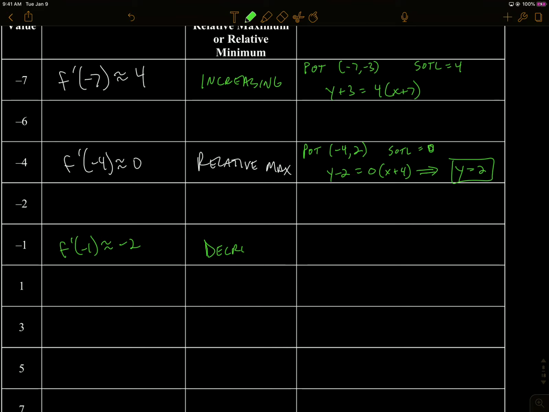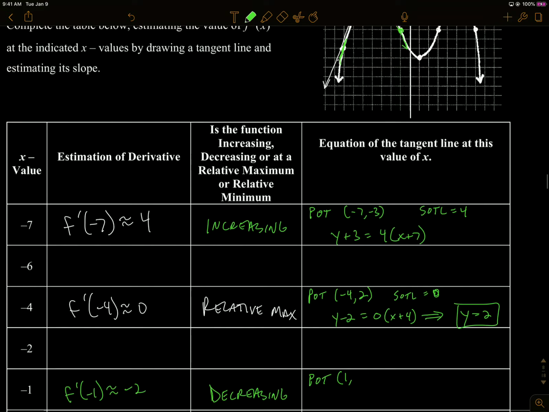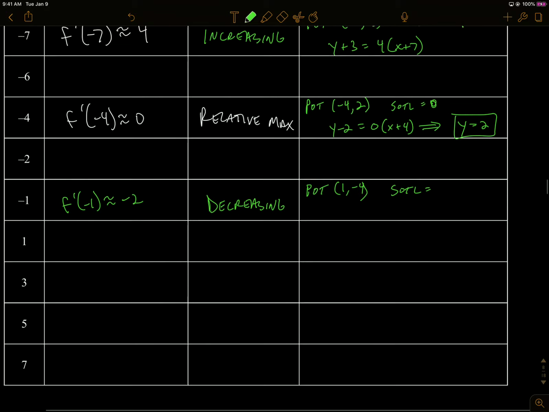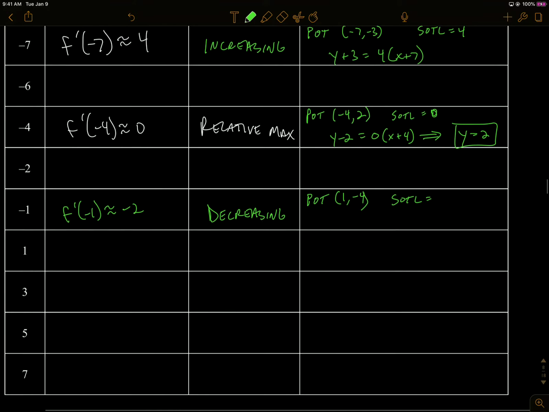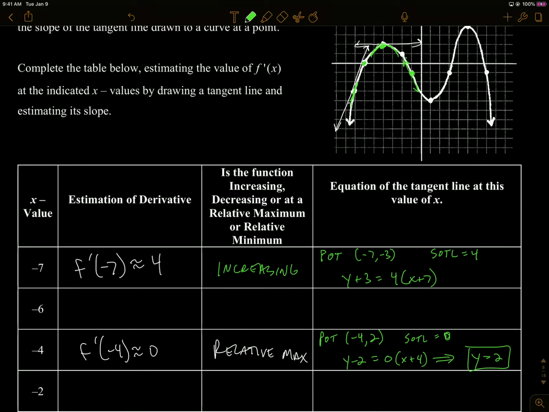We don't need to do every point to see the pattern. The point of tangency is going to be 1, -4, sorry, is it? I'm at -1. I was at the wrong place. It looks like the point of tangency at -1 is going to be -1. Yeah, sorry, I was at the wrong point. And then the slope of the tangent line is, we estimated it to be about -2. So if we write the equation of the tangent line, we're going to get y plus 1 equals the slope times x minus 1.